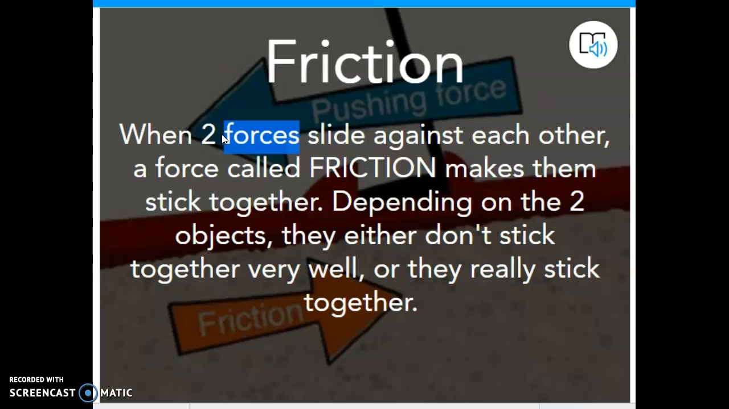When two objects slide against each other, a force called friction makes them stick together. Depending on the two objects, they either don't stick together very well at all, we'll look at that in just a moment, or they stick together very well, and we'll look at that in just a few moments. Typically, friction is one of those things that slows things down. Think about it like this. When I roll a soccer ball across the field outside on the playground, the soccer ball is hitting the grass, and the friction between the ball and the grass is what causes the ball to slow down.